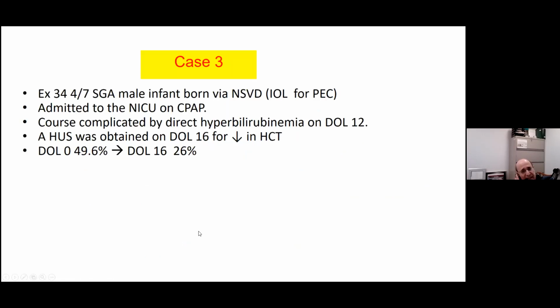So case number 3: this was a 34 and 7th week SGA male admitted to the NICU on CPAP, course complicated by direct hyperbilirubinemia. And a head ultrasound was obtained on day of life 16 for a decrease in hematocrit. So on day of life 0 it went from 49 to 26%.